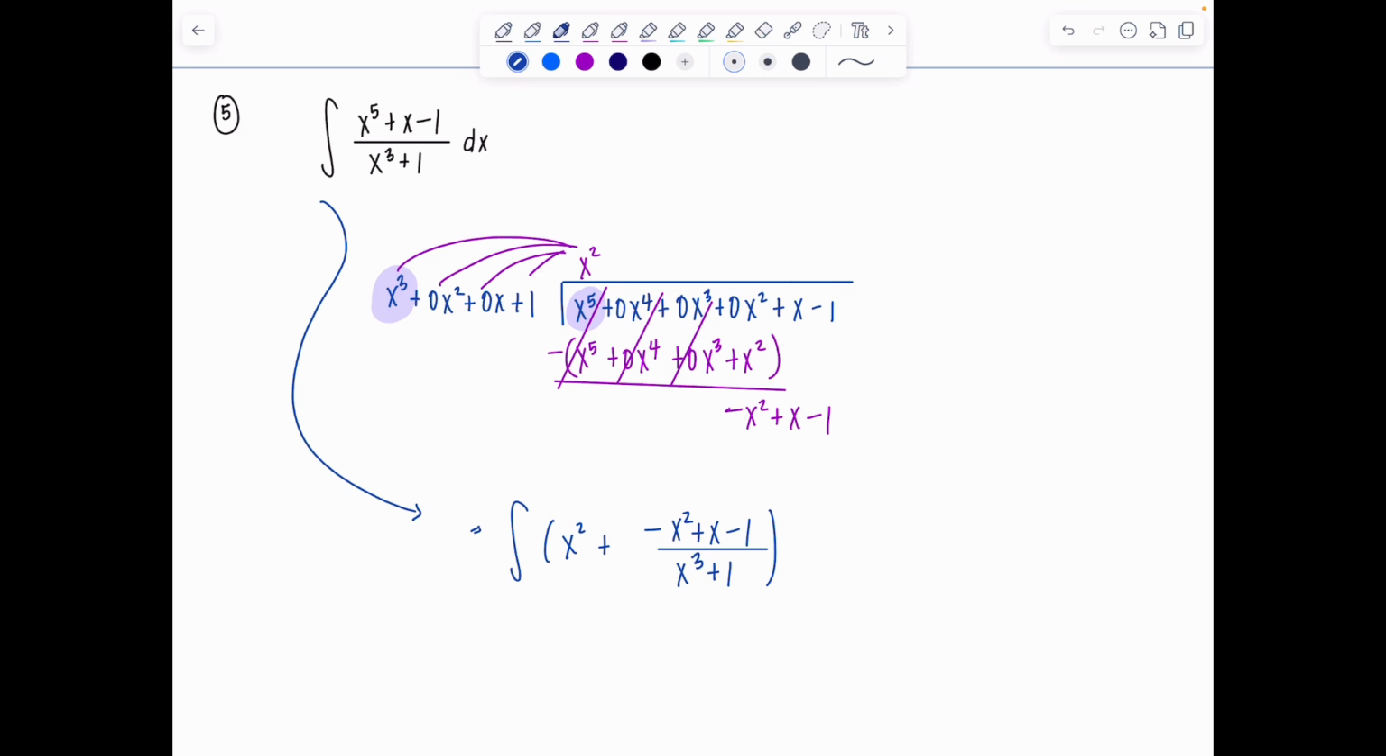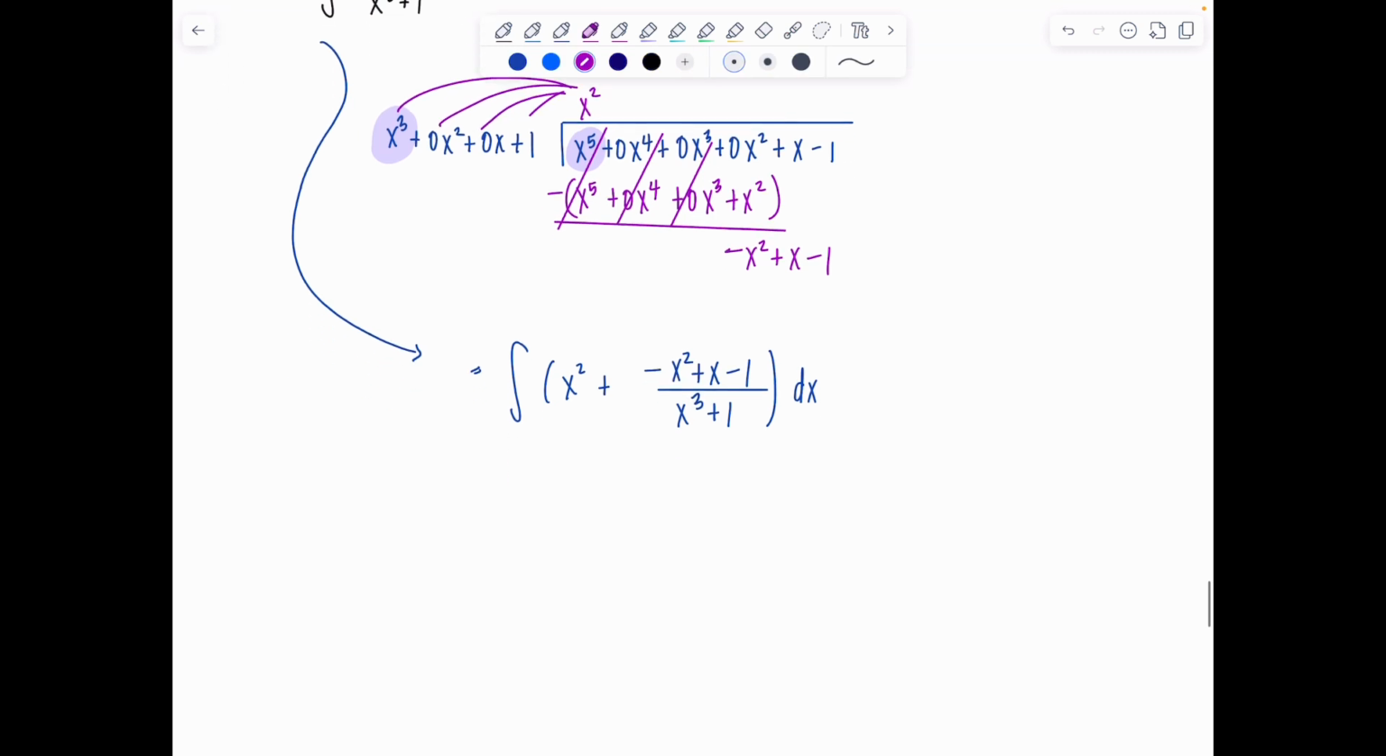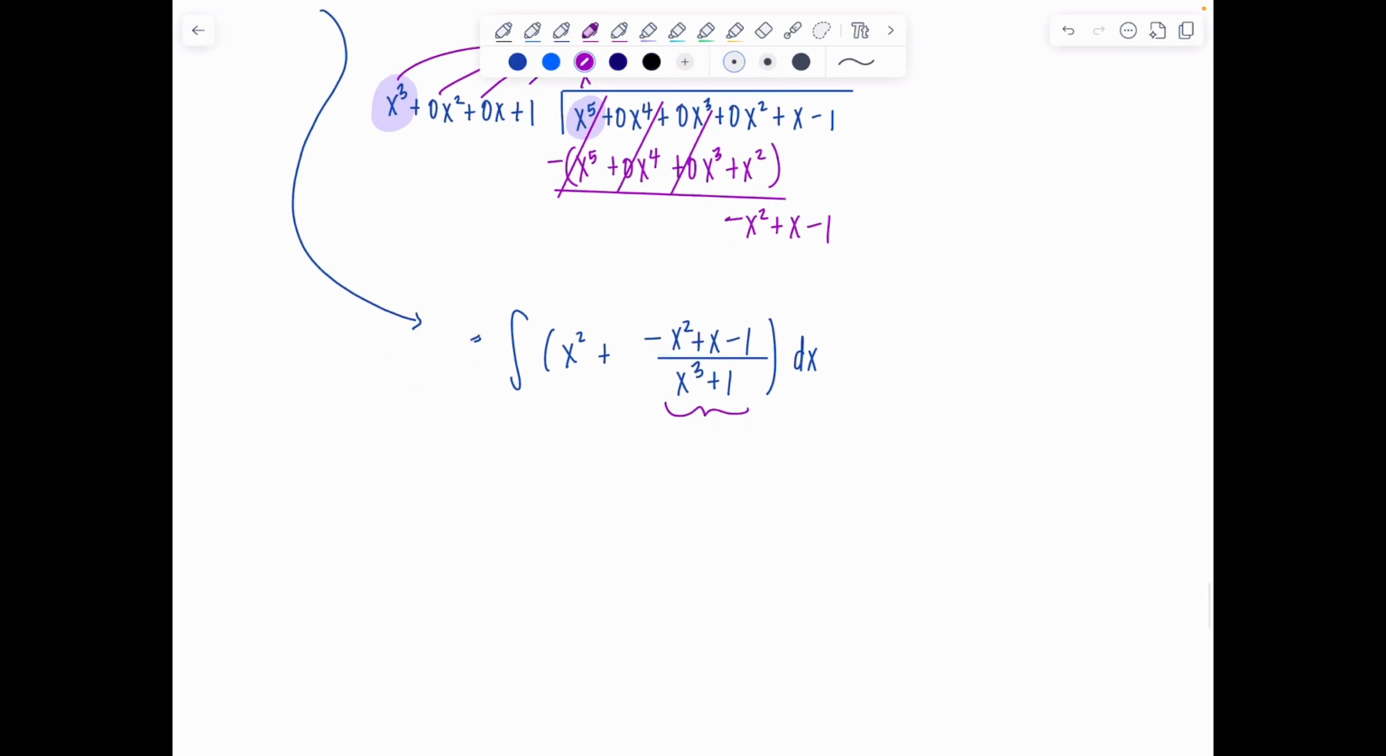Now at this point you might start gearing up to do your partial fraction decomposition for this remainder, which is fine. However, you have to remember how to factor x cubed plus 1, a sum of cubes. And it factors into x plus 1 times x squared minus x plus 1. Did you remember that? If not, check out my video on factoring a sum and difference of cubes.